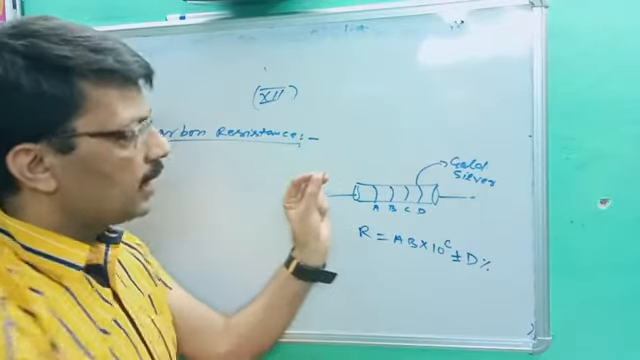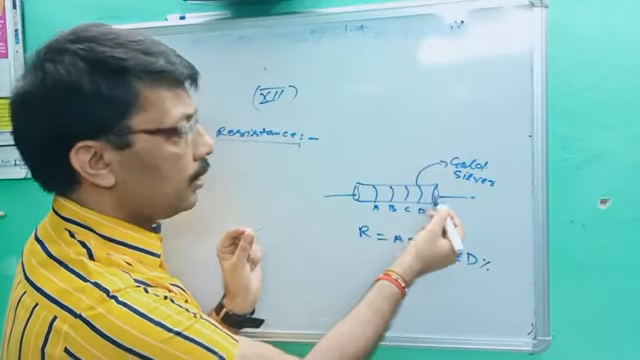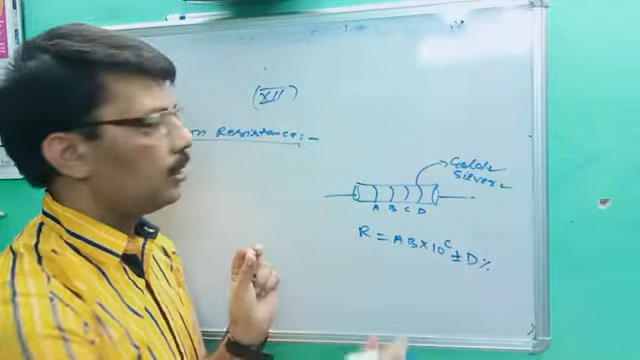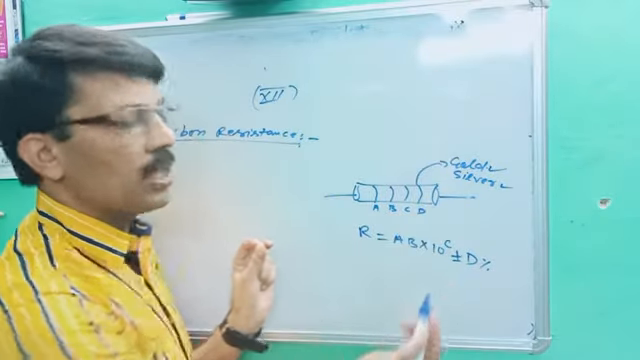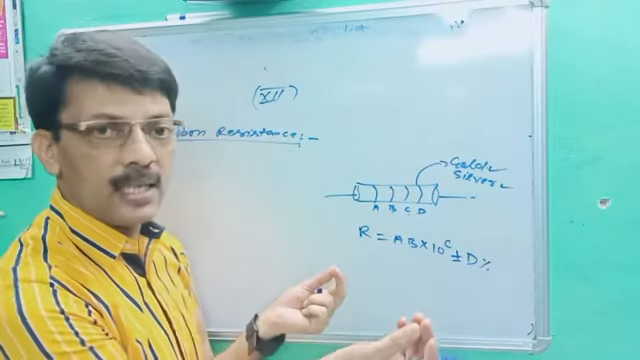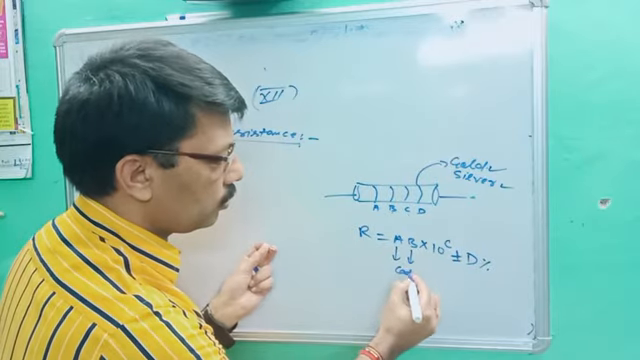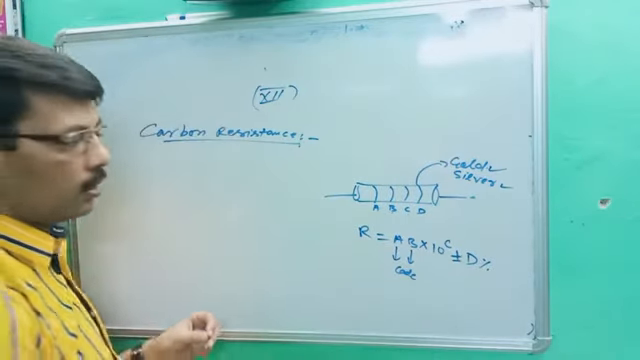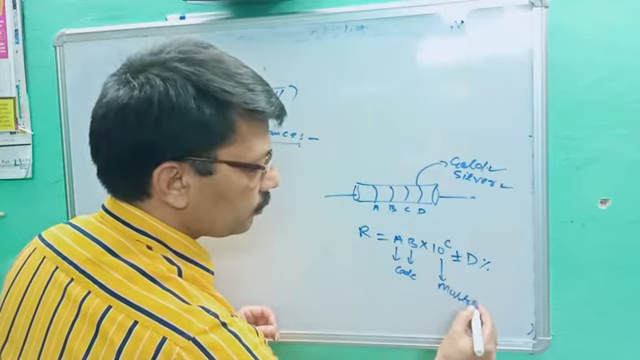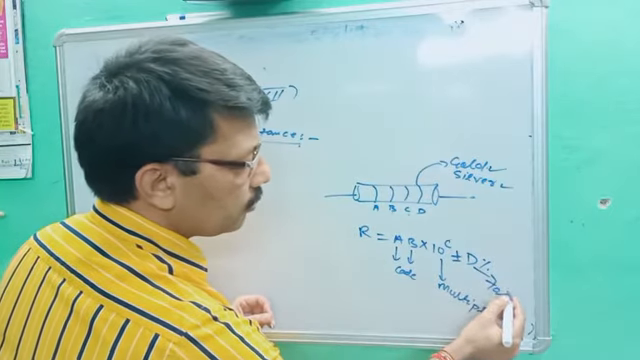Let's suppose any carbon resistance has 4 colors. These colors are A, B, C, D. But D will be golden or silver. This is compulsory, and if there is a gap, it will be no color. So A, B, C can contain any color. A and B are called the code. Note down the point. A, B are called the code, 10 power C is called the multiplier, and D is called the tolerance.